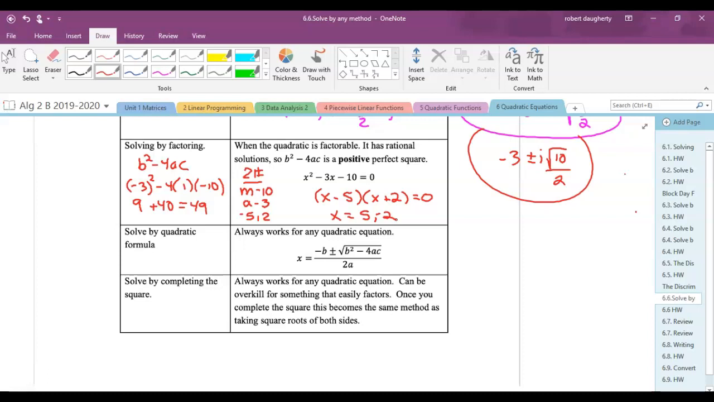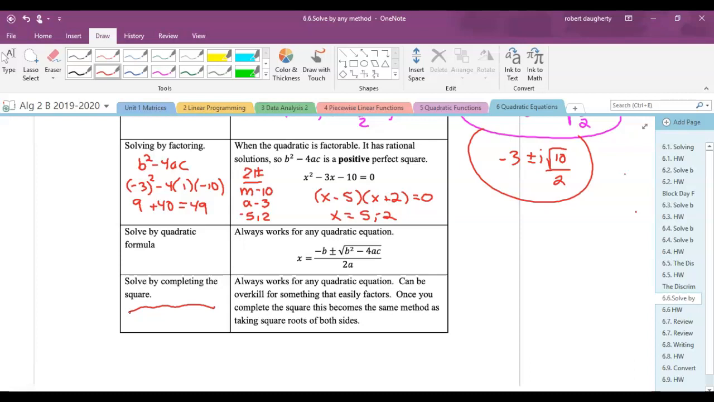Okay. The other method was solve by completing the square. I'm guessing that maybe is your least likely method, least favorite. It works for any quadratic equation, but sometimes it can be overkill for something that factors. The arithmetic can get a little bit involved.